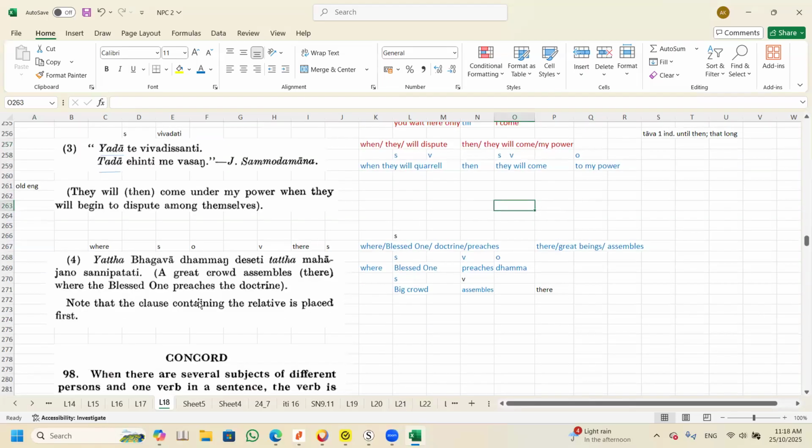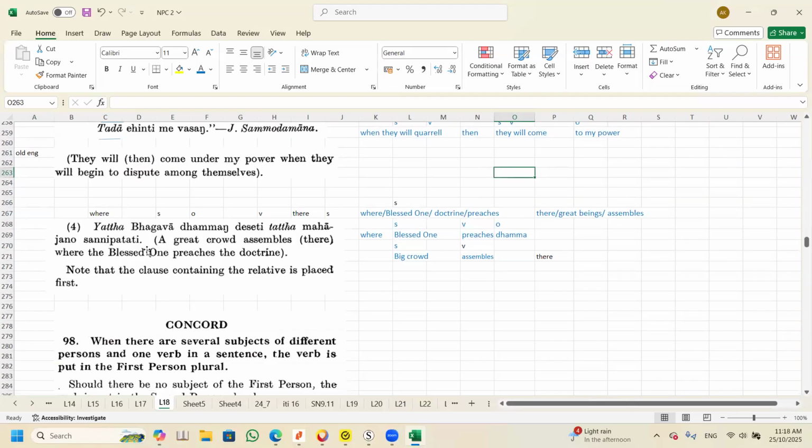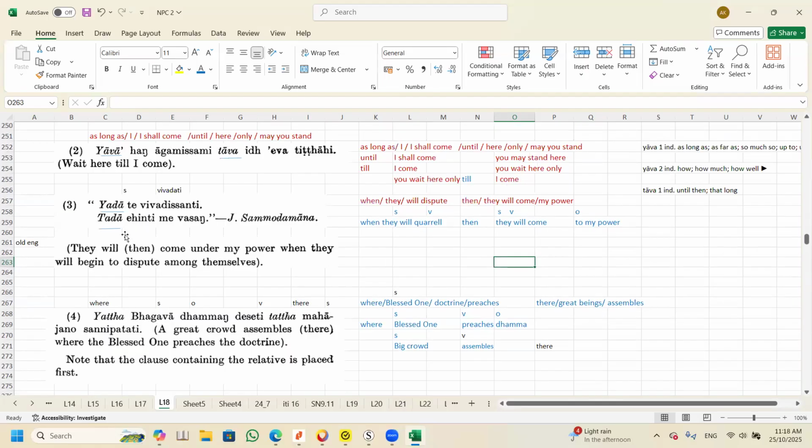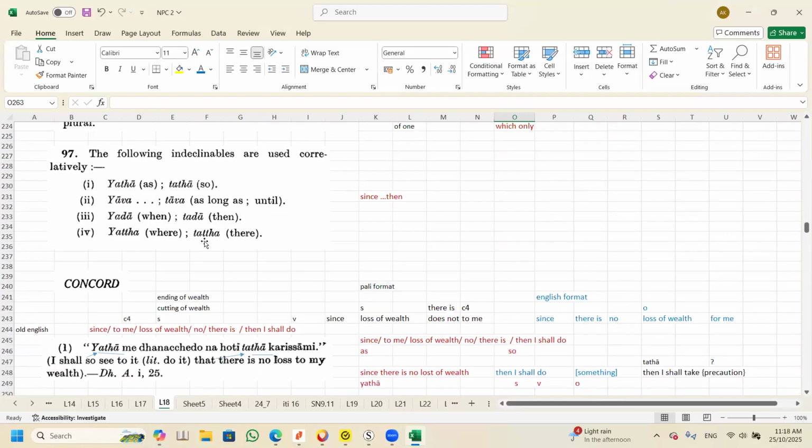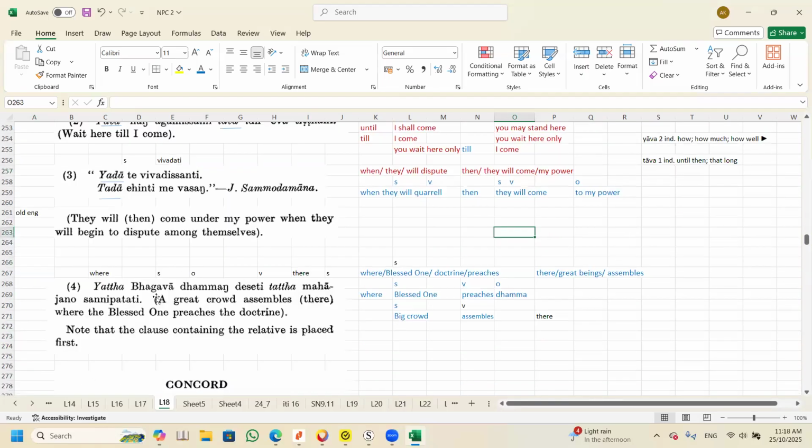Now this is the last one. Yata, you can see the yata. Yata is where and then there. You are not going to say where and there. You see, yata. Bhagawa, this is the subject. Here, where the Blessed One, this is the verb, preached the Dhamma.